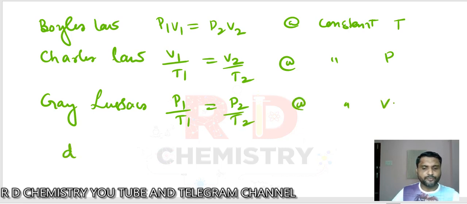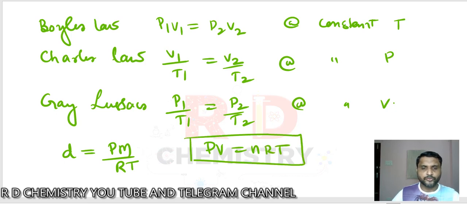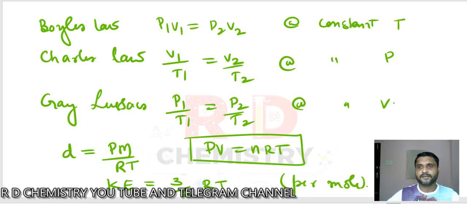Then you have the density formula. Density is equal to PM divided by RT. Okay, right? And we have the ideal gas equation PV is equal to nRT, or the combined gas equation using all the above laws. Then we have the kinetic energy of the gas, per mole, 3 by 2 RT. So this is always per mole of the gas, right?